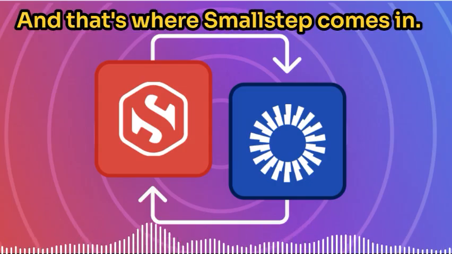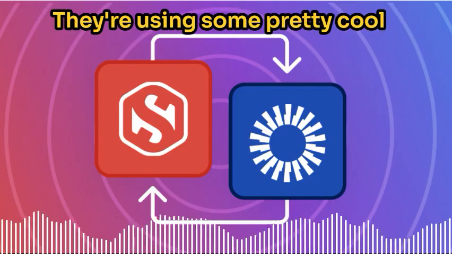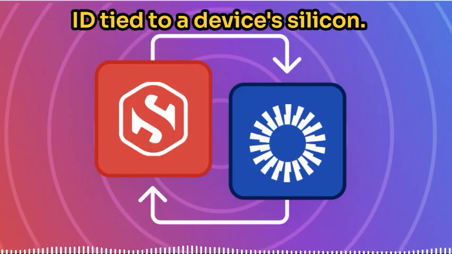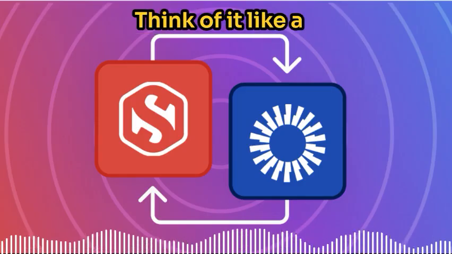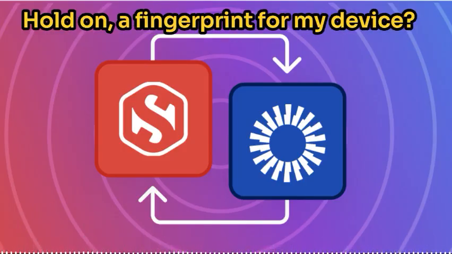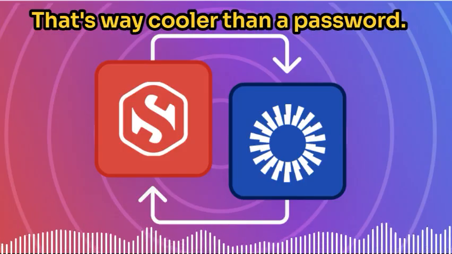Exactly. And that's where Smallstep comes in. They're using some pretty cool cryptography to create a unique ID tied to a device's silicon. Think of it like a fingerprint for your device. It's unique and impossible to fake. A fingerprint for my device? That's way cooler than a password.